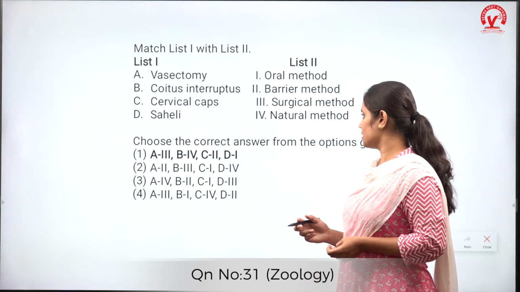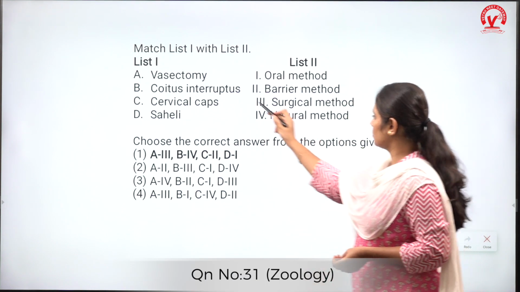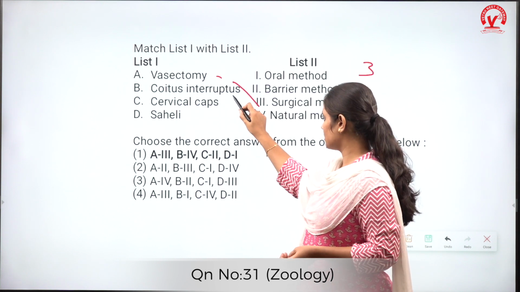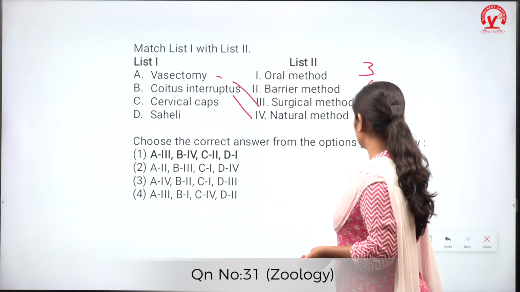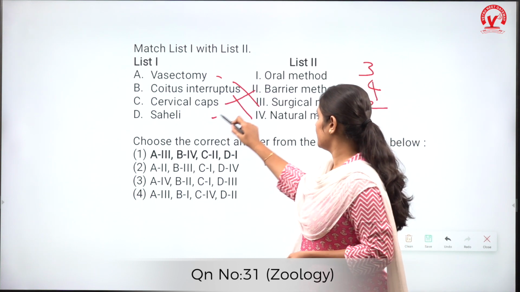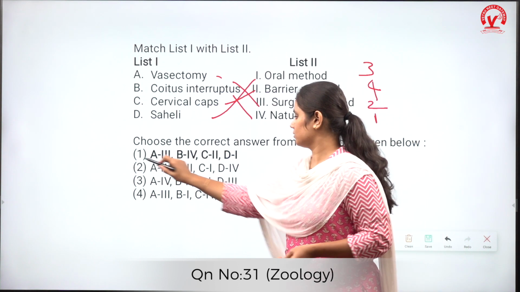Another match the following question. So, here we have to match the method of contraception. So, vasectomy is a surgical method. 3, coitus interruptus is natural method. 4, cervical caps barrier method, whereas Saheli, it is an oral method. So, the answer is 3, 4, 2, 1.